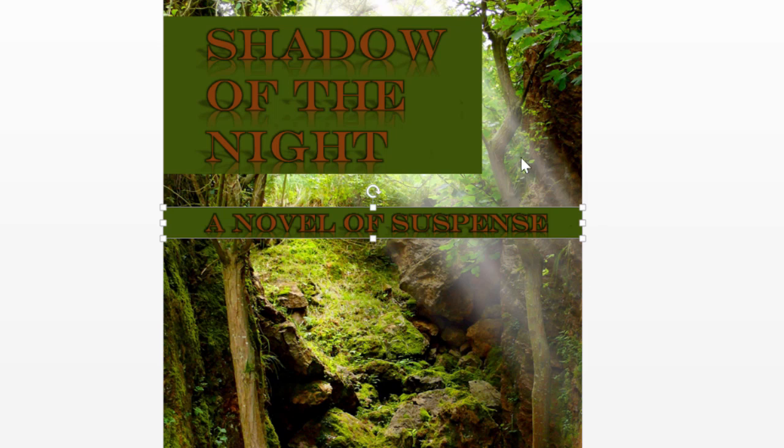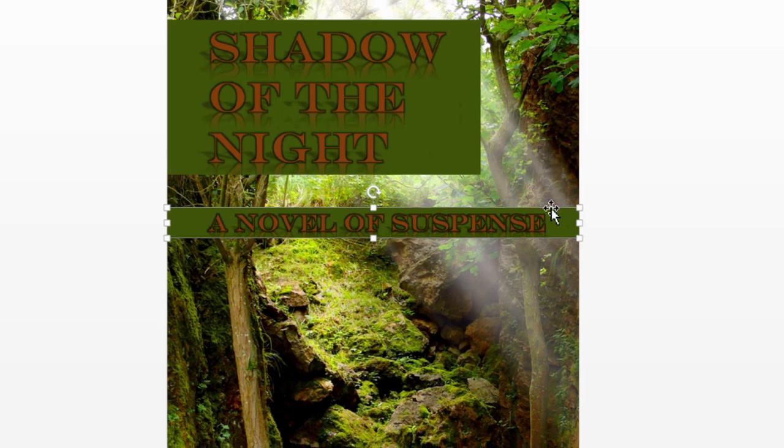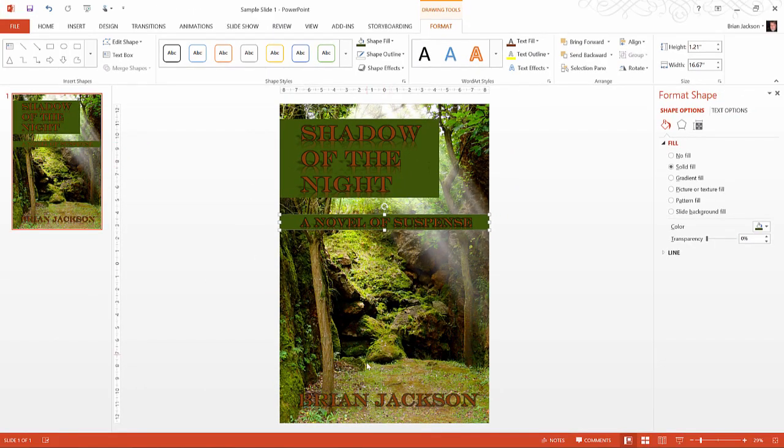Right now we have a background of this leafy gully. We have two boxes just above it, and on top of that we have text. And then I can do the same thing for Brian Jackson. So I can go here and I can select the box. I'm going to use my Control-C, Control-V method to duplicate. Then I'm going to drag the box down to just above Brian Jackson. I'll then resize it to be the right size.